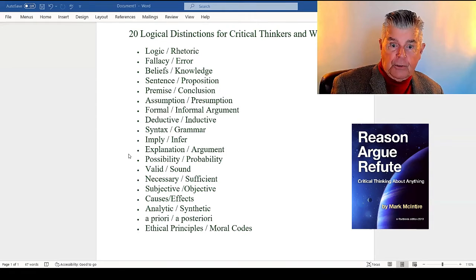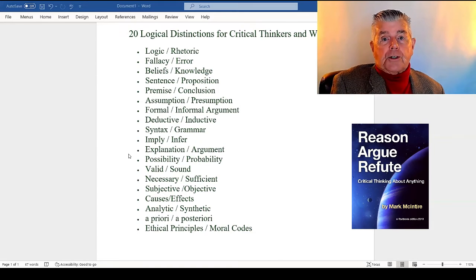And this is what I want you to do with all of these 20 distinctions. Go through each one of them in your notebook and try to give examples of how you would distinguish between deductivity and inductivity. We have whole lessons on that. How do you discern and sort out an implication from an inference? I use a very simple sentence: I imply, you infer. It's very simple.